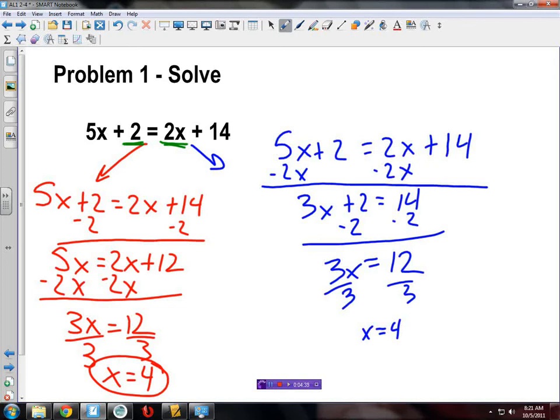If you forgot and took a bigger number and moved it, would it be wrong? No, because you'll get the right answer at the end. But would you rather solve a problem with positive signs or a problem with negative signs? Positive is just a little bit easier, right? So if you get in the habit of moving the smaller number, you're going to have less negative signs, which gives you less headaches.